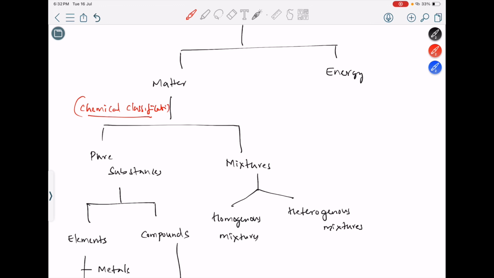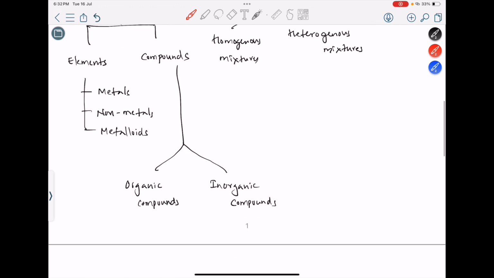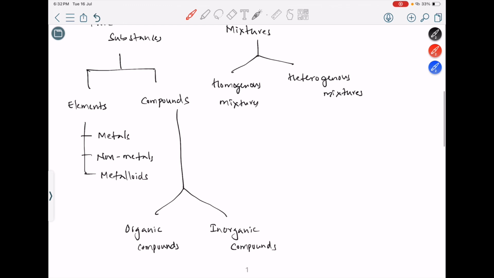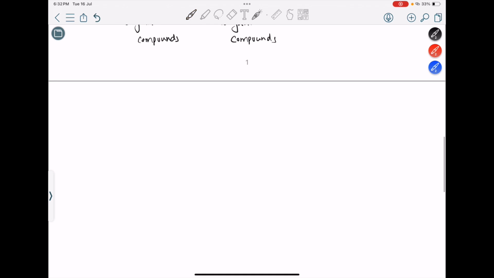If there is chemical classification, then there might be physical classification as well, isn't it? Then what is physical classification? We already know physical classification. In physical classification, we mainly talk about different physical states. So this is the entire flow chart of classification of matter.